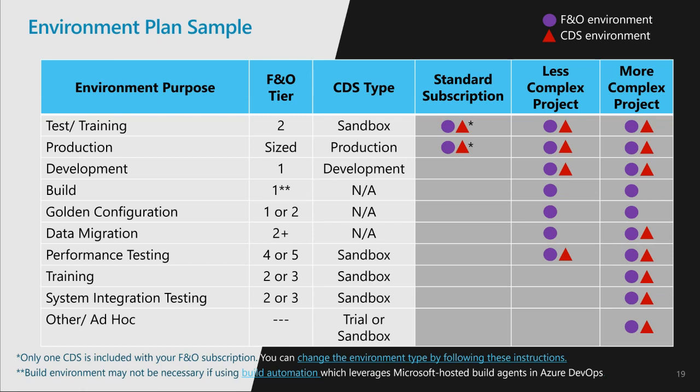So you see here, there are many types of environments on the F&O side, right? Sandbox Tier 1 to Tier 5 and production environment. On the CDS side, you can see there are development, sandbox, and production types of environment. So who is responsible for those environment management?